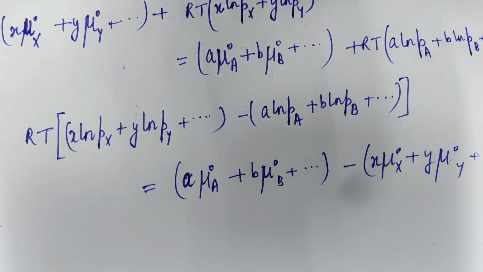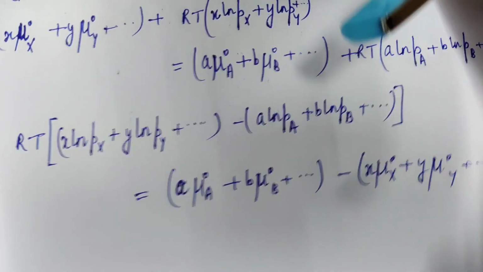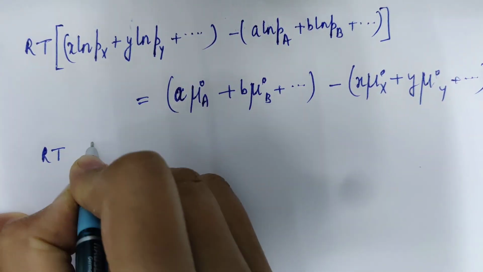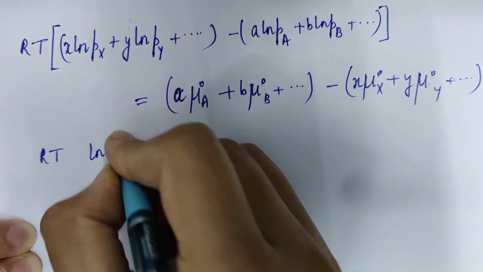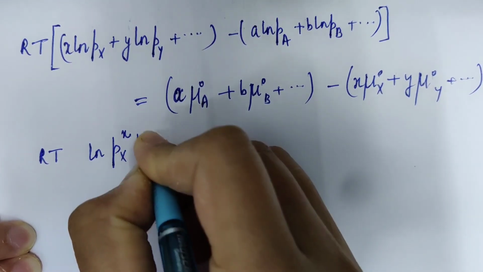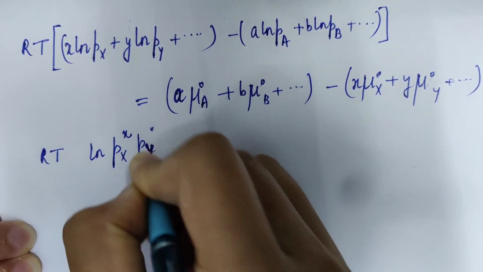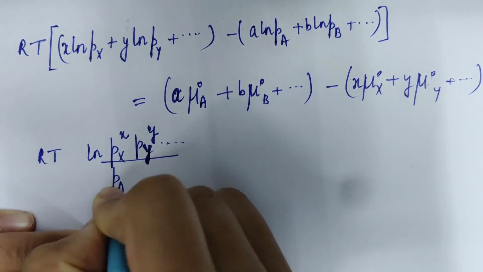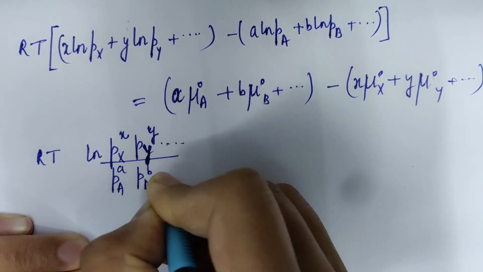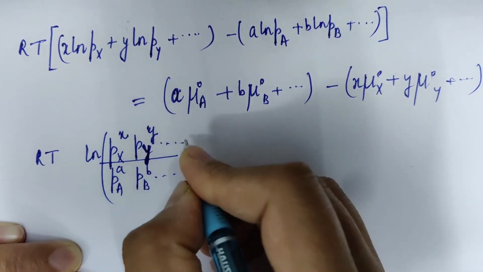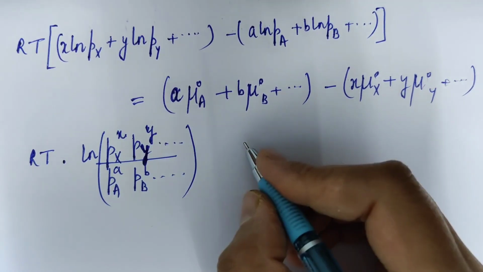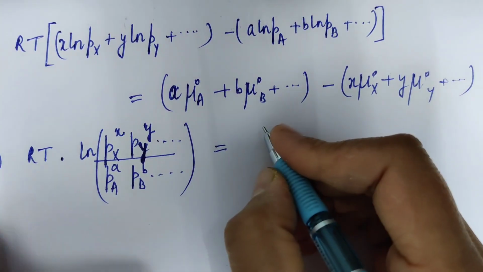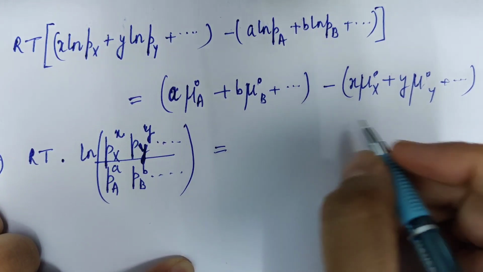Now by condensing the log terms, we'll get RT ln px raised to power x into py raised to power y, and so on, divided by pa of a, pb of b and so on. This becomes our left hand side term and the right hand side term will remain as it is.